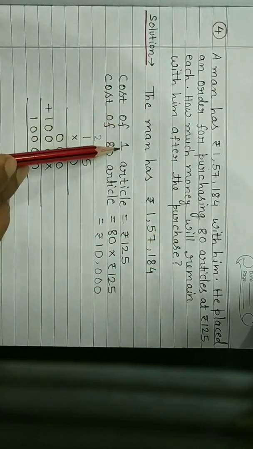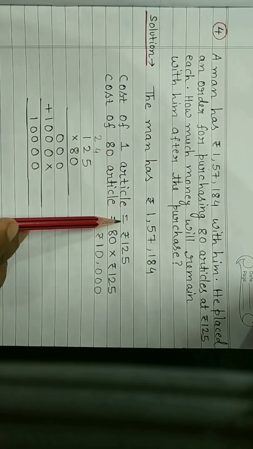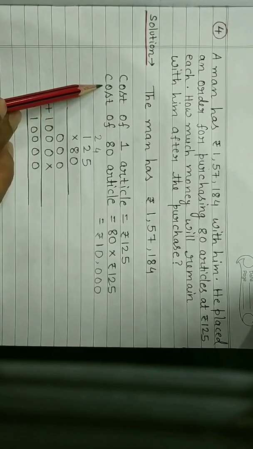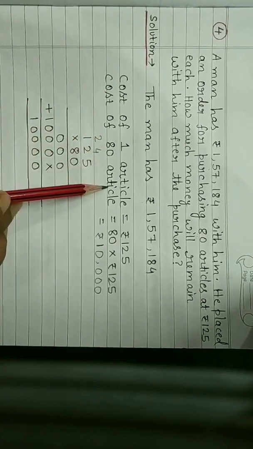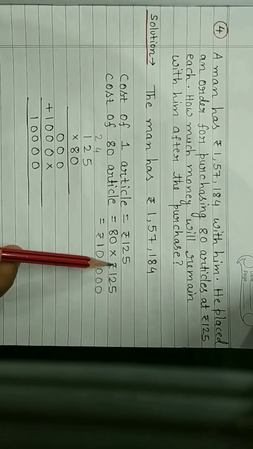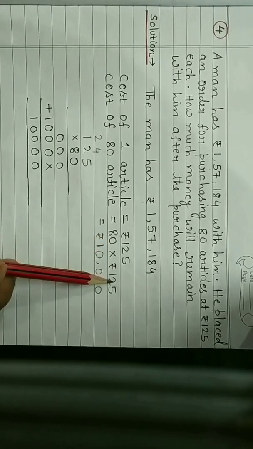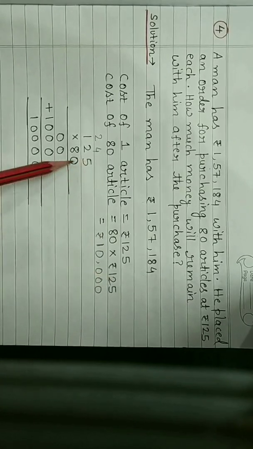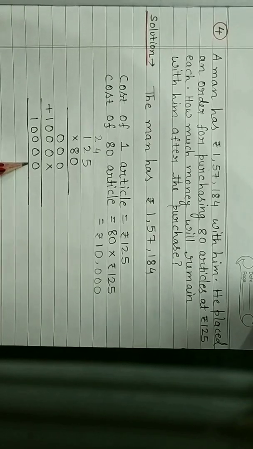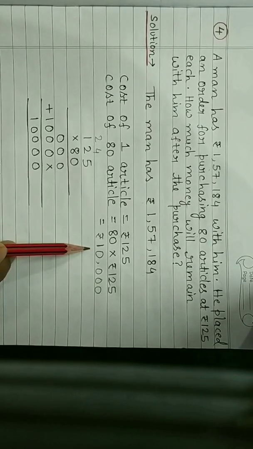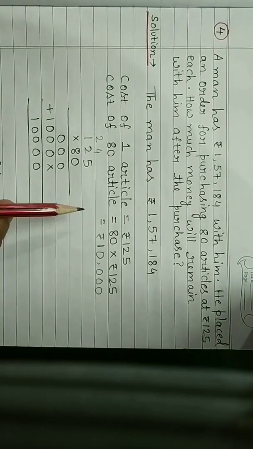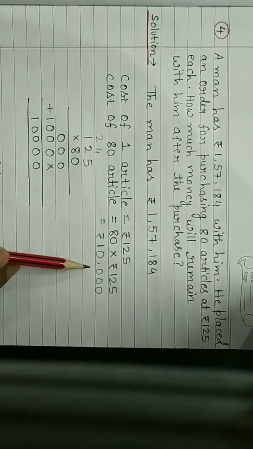So cost of one article is equal to rupees 125. Okay, so now I have written cost of 80 articles equal to 80 into 125. So we will multiply these two numbers. I have multiplied here and the answer is 10,000. So I have written this answer here also, rupees 10,000. This is the amount the man is going to spend.